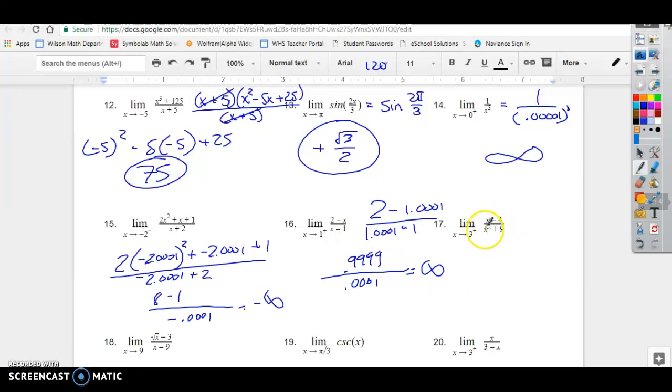Over here, this is not factorable. And we're approaching 3, it looks like from the left side. I believe that's a negative. Give me a second here. All right, so let's pick up with 17 here.